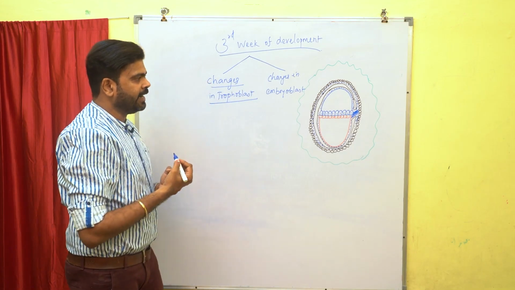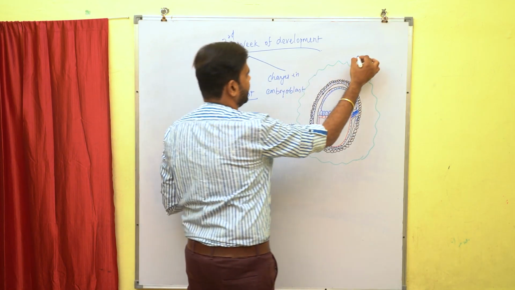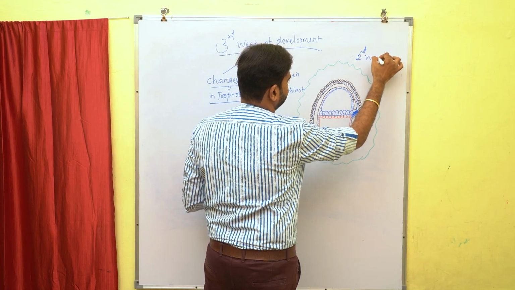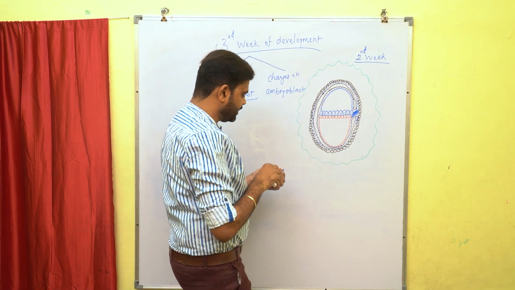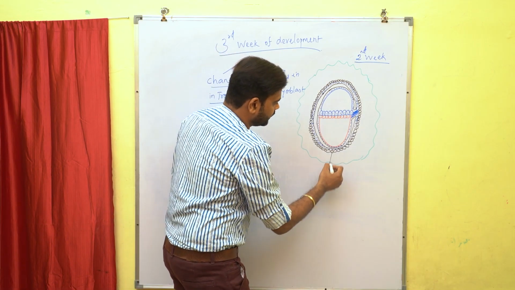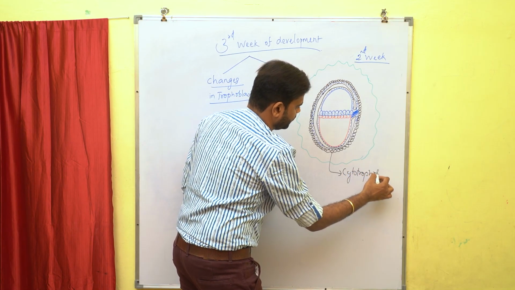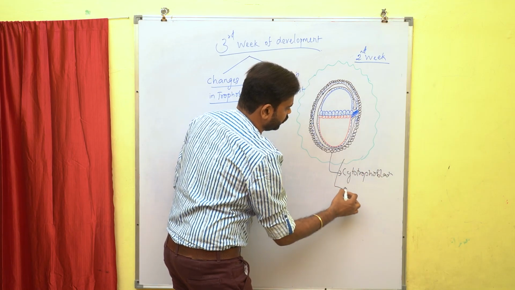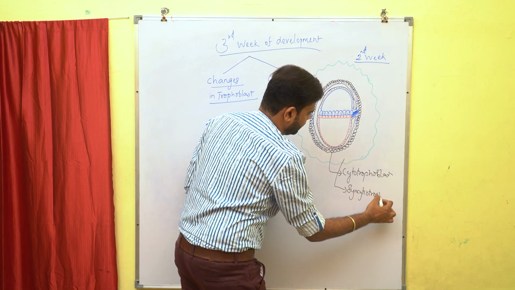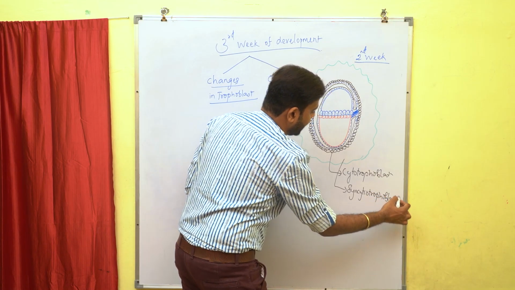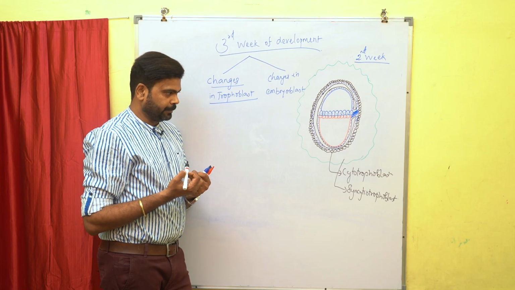Before going to the third week, let's summarize what changes take place in the trophoblast during the second week. In the second week, the trophoblast is differentiated into two layers, that is cytotrophoblast and syncytiotrophoblast.